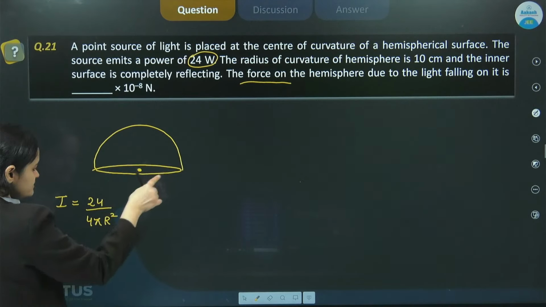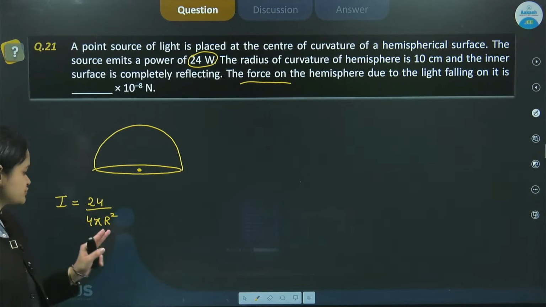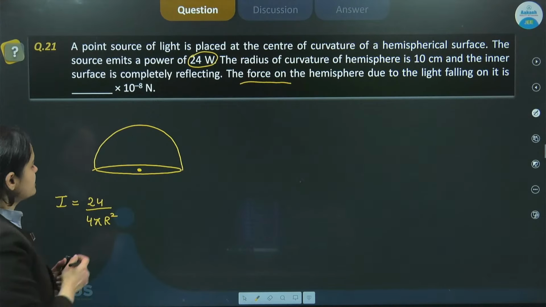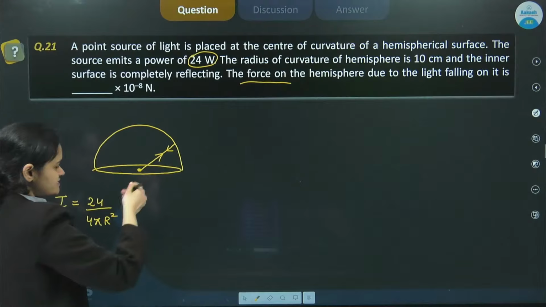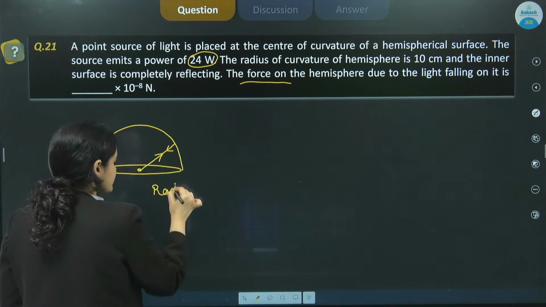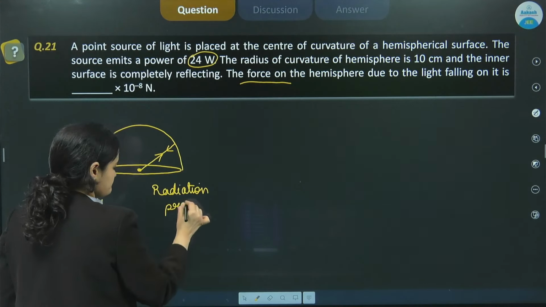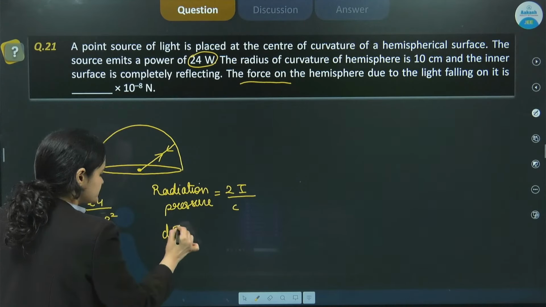So ये hemispherical part है तो half of the power will be there. So that means 12 by 2 pi r square. That makes sense. Okay. Now see, अगर हम यहाँ पे ये देखेंगे तो जो भी light ray है वो जा रही है और टकरा के वापस आ रही है. It's a perfectly reflecting surface. So the radiation pressure turns out to be 2 times of intensity upon speed of light. See, now using this we can find out the force df.